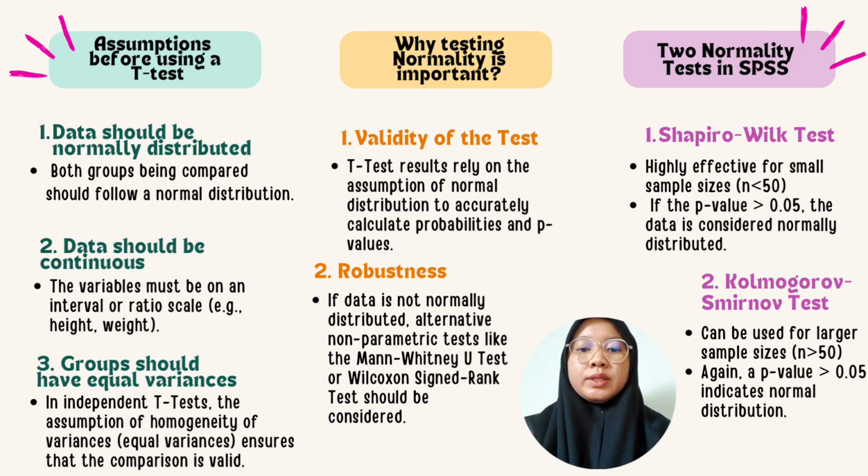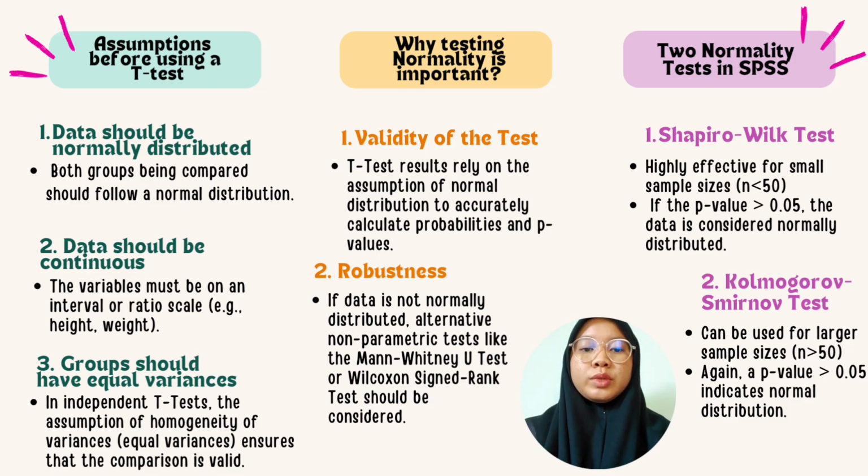So why is testing normality important? Validity of the t-test. T-test results rely on the assumption of normal distribution to accurately calculate probabilities and p-values. Suppose you conduct a study on reaction times of two groups, trained and untrained individuals. If reaction times are heavily skewed in one group, the t-test may underestimate or overestimate the significance, leading to inaccurate conclusions. So the solution is, if the data is not normally distributed, alternative non-parametric tests like the Mann-Whitney U test and Wilcoxon signed-rank test should be considered.